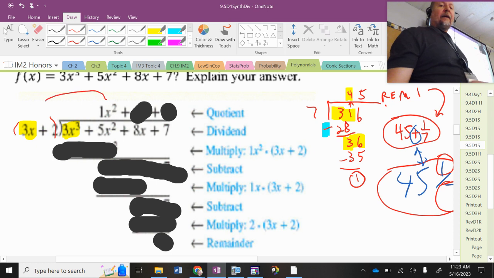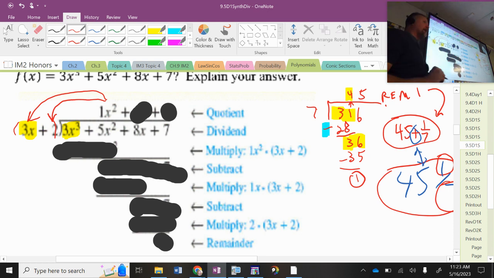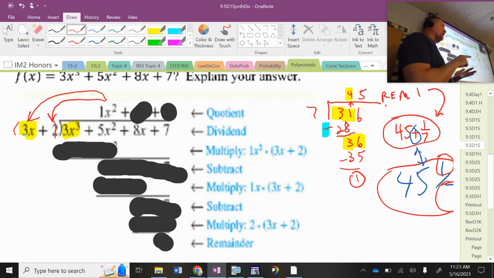What word should you use, Mary? What word describes what I'm doing with that 1x squared? Distribute it. So not only that, you cannot ignore that the 2 exists. So x squared must be multiplied by the full binomial. Now tell me what goes on this line right here.